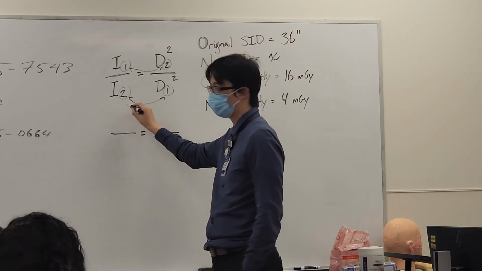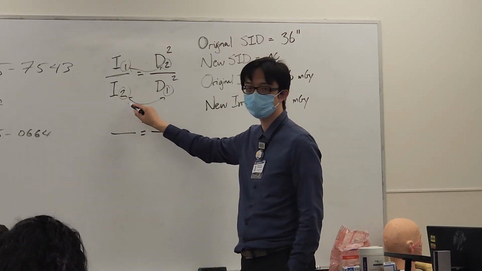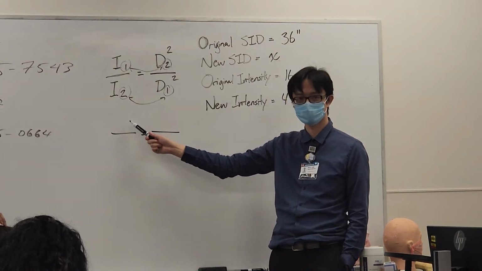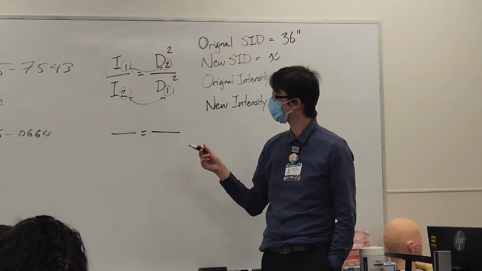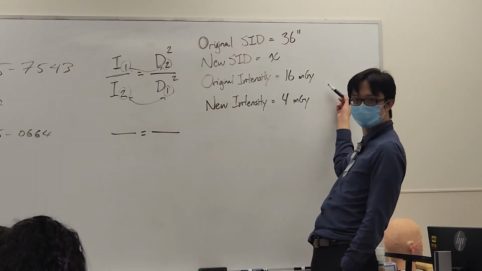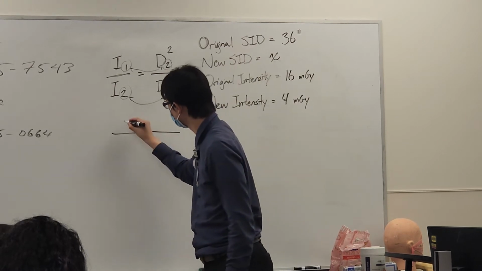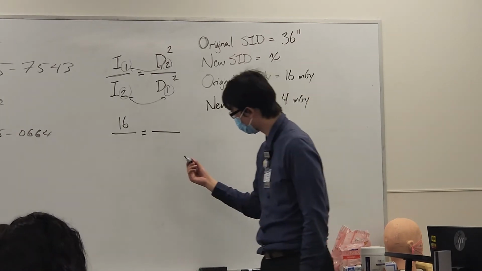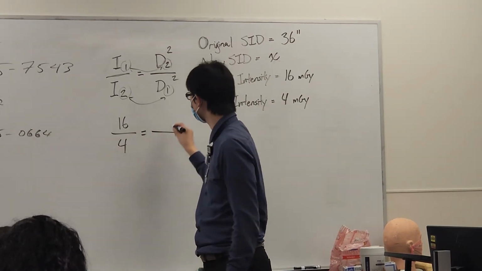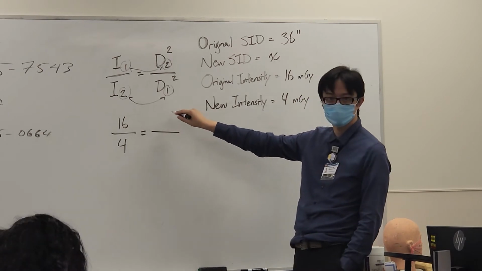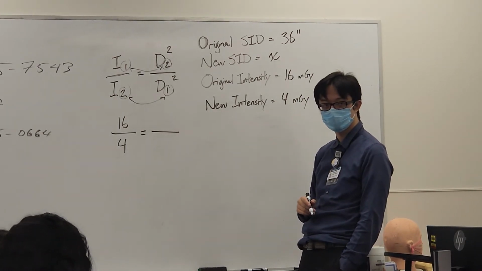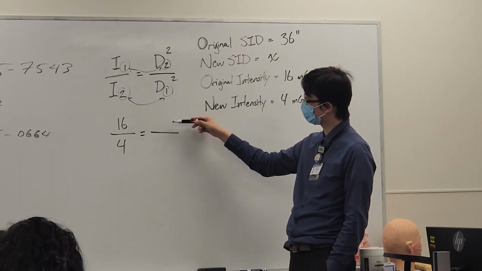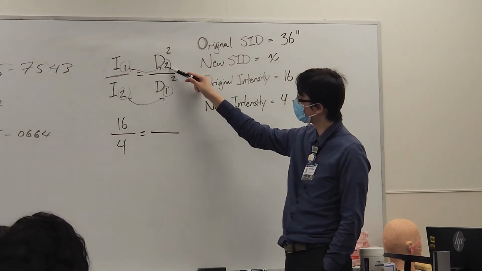So what goes on top here? Original intensity will go up. Let's say the original intensity is x. Oh, 16, you've already done. 16, very good. Okay, what about down here? New intensity is 4, sir. 4, good. Okay, what about up here? So it will be original SID is 36. So this is original SID? Distance squared.